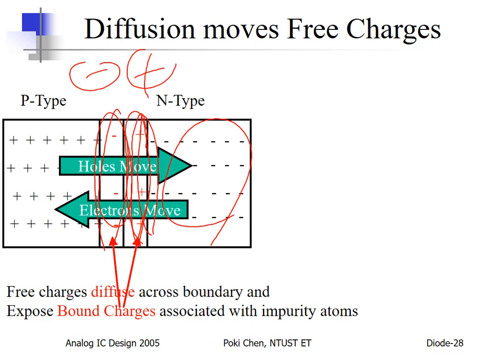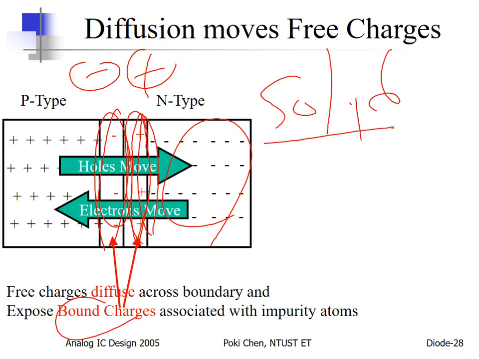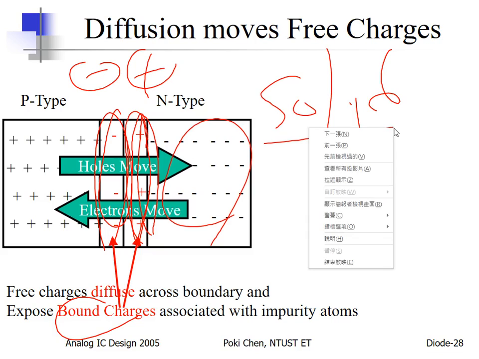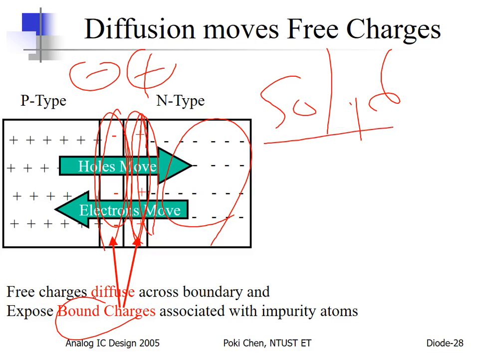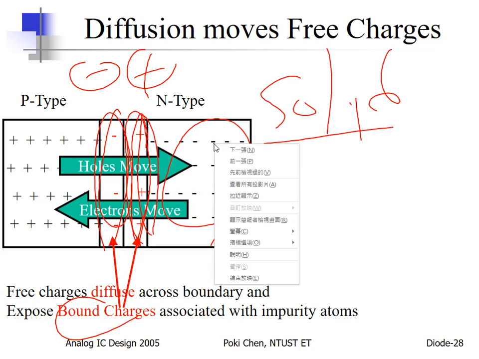They are called bound charges because they are bound to the lattice. Your parents cannot move. Only the kids, free electrons, free holes, can diffuse to the other side. You cannot carry your parents all the way with you. No way. Because this is the so-called solid state material. It is solid, it is hard. You cannot carry the atom all the way to the other side. No. Only the free ones can move. All the others, they are bound. They cannot move. They can only vibrate, according to temperature.